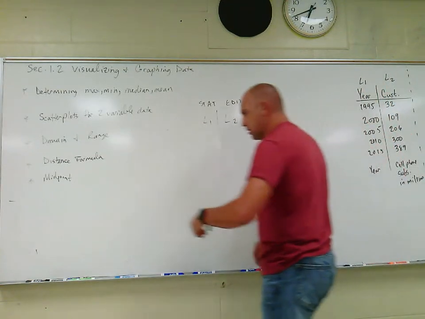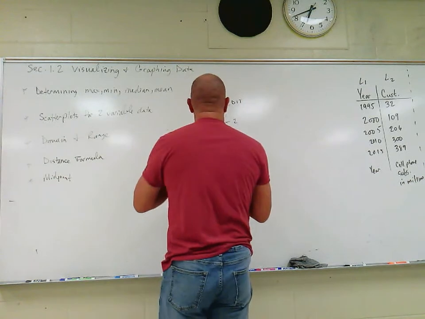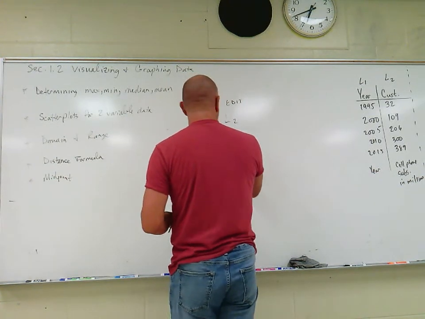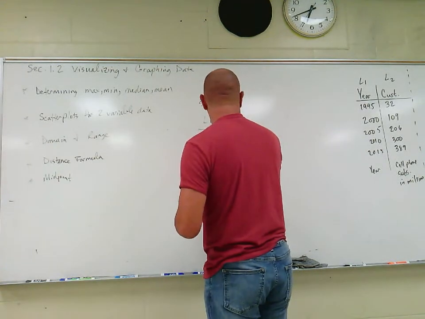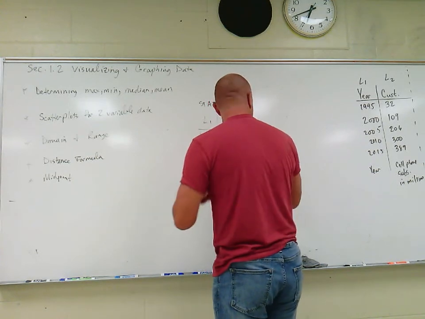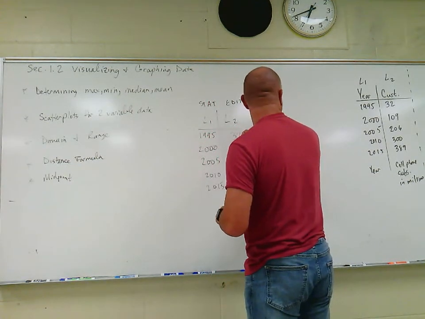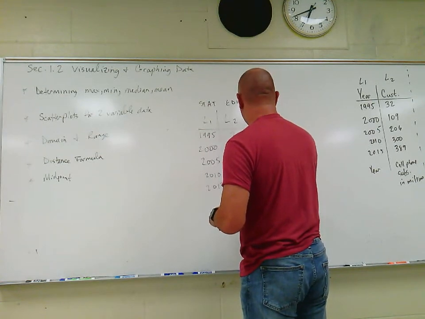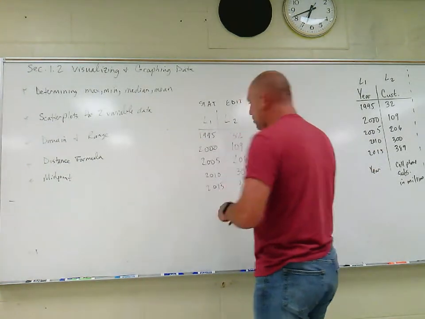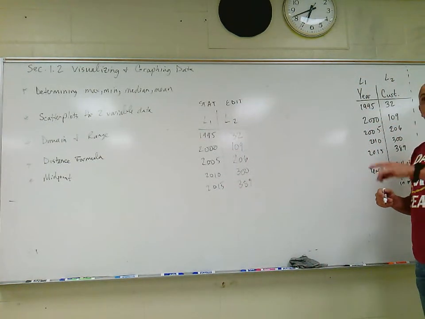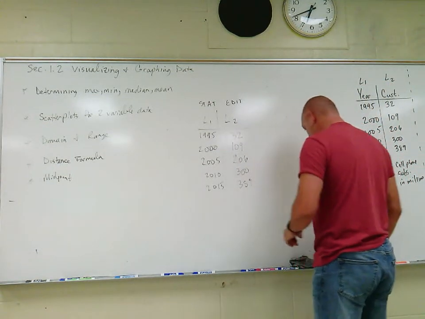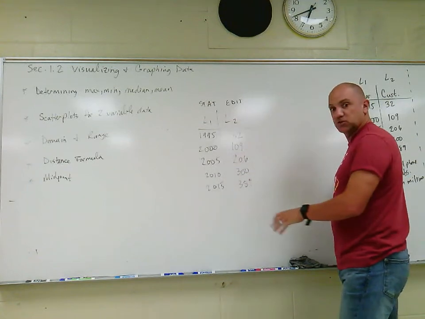You shouldn't type it all in. All right, we're gonna type these in: $32, $109, $206, $300, and $389. One thing we like to do is make a plot of all of our data to get an idea. I've stored all of this in L1 and L2. I've just typed it in right there.